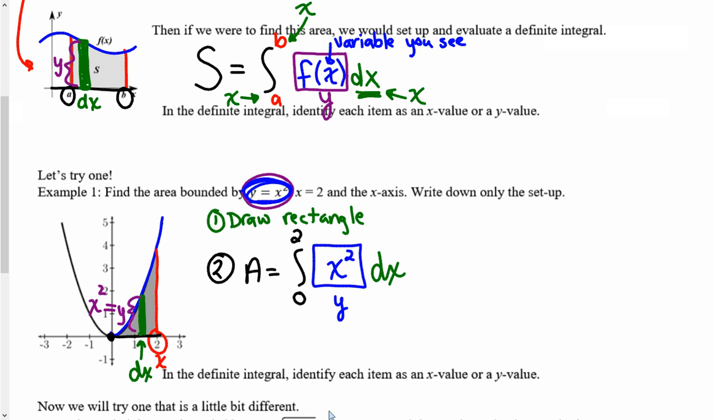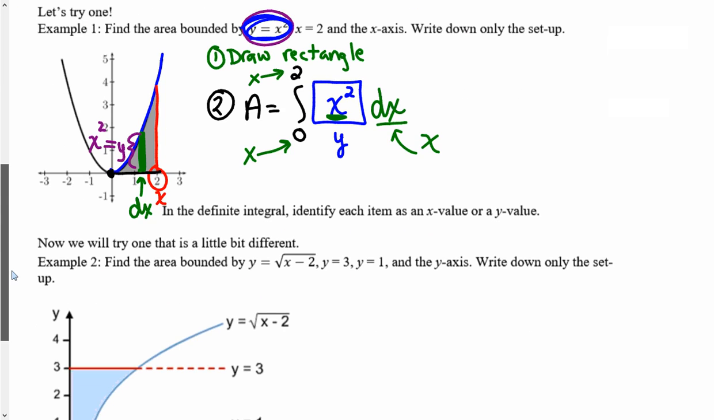So just to double check, once I have this is an x value here, I know that my lower bound is an x value, my upper bound should be an x value, and my height of my rectangle should be a y value, which means the variable I should see is x's. So that is our setup right there. That is it.